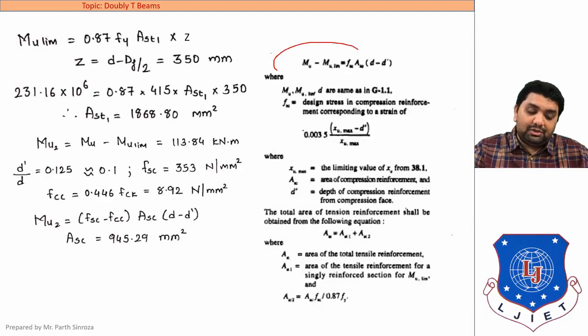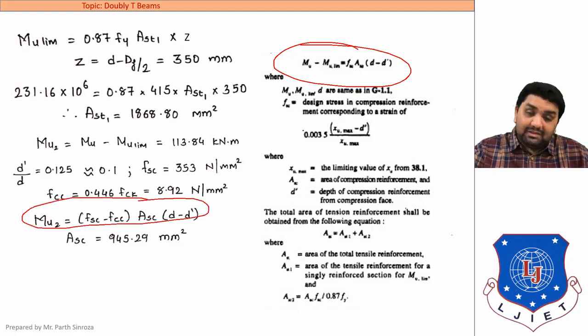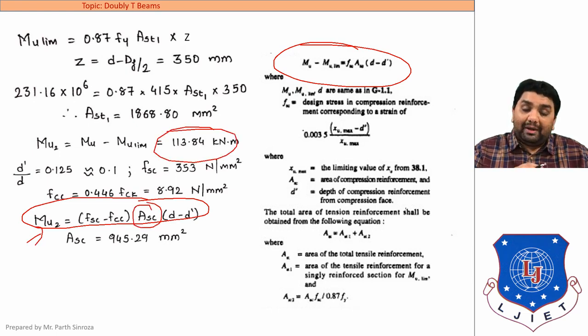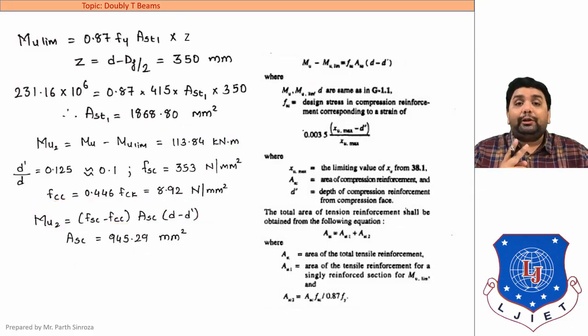Now before finding AST2, we will be finding our ASC that we have discussed in the WRC section. If you could remember, we used this equation from our page 96. The same equation we will be using for this WT section too. Clear? So this equation was MU minus MU limb equal to, keep in mind, FSC minus FCC, times ASC into D minus D dash. So we will be using the same equation. FSC we have obtained, FCC we have obtained, MU2 also we have calculated here, and the only thing remaining is ASC. So by solving this equation, we will get ASC, that is 945.29 mm square. So up till now we have calculated two amounts of steel, that is AST1 and ASC.